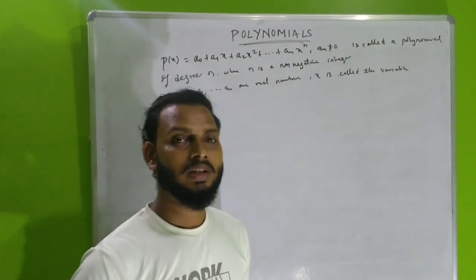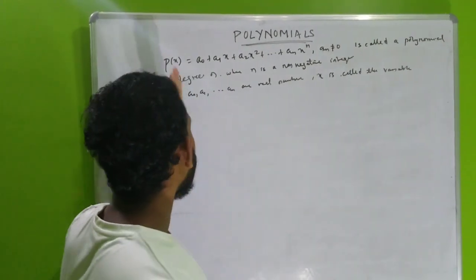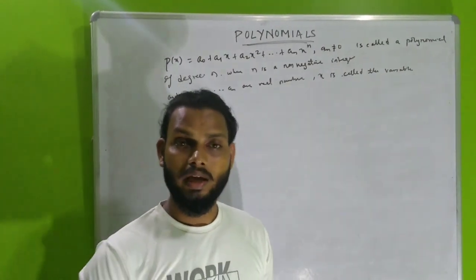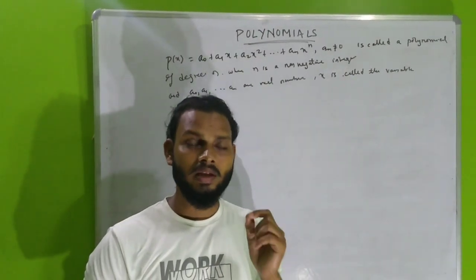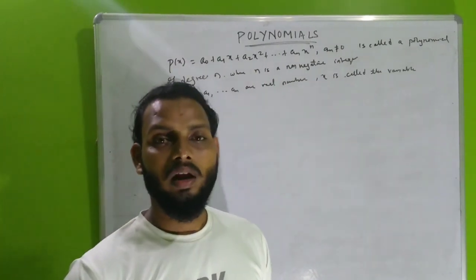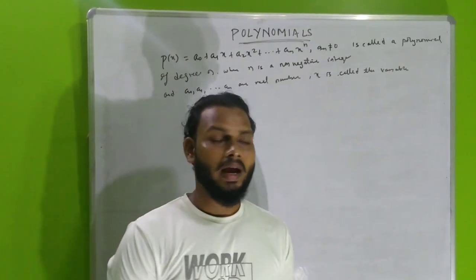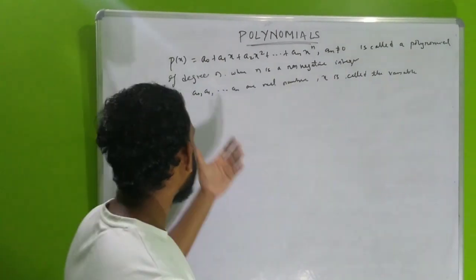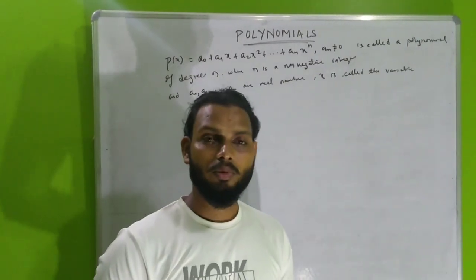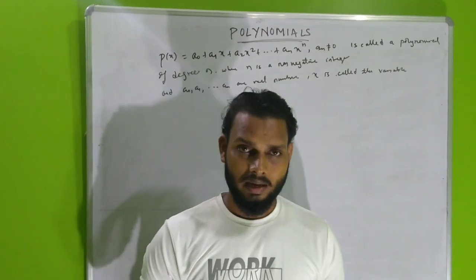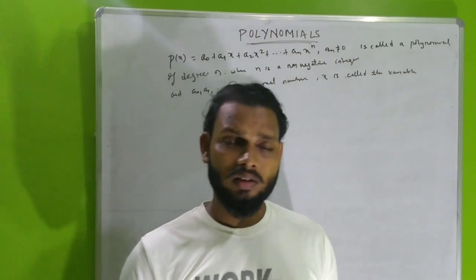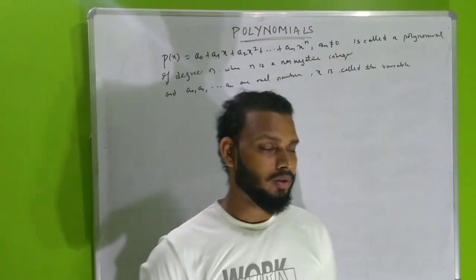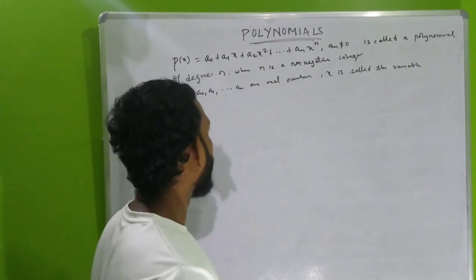So here I will say p of x is an expression in the form p of x is equal to a naught plus a1x plus a2x square, likewise up to an x to the power n, called a polynomial of degree n, and this n is a non-negative integer. And a naught, a1 up to an are real numbers. They are called the coefficients of the polynomial, and x is called the variable of the polynomial p of x.